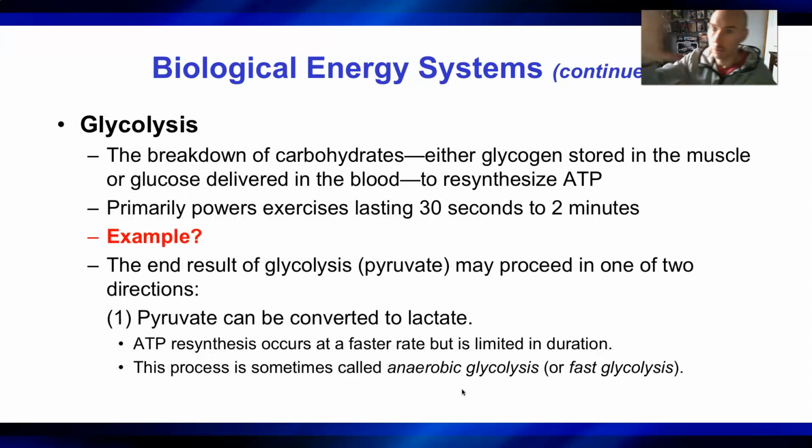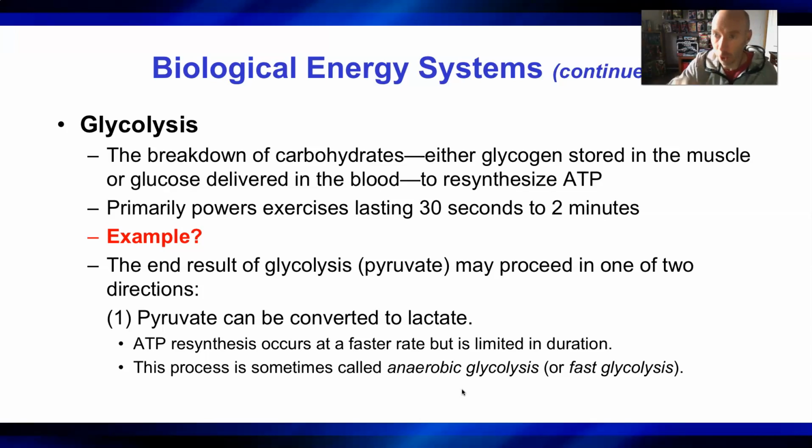So moving on to the second system. Now we get to glycolysis, right? Each of the energy systems becomes a little bit more complicated, okay? The phosphagen system is relatively simple, right? Glycolysis becomes a little bit more complicated, but the good news is we get more ATP out of it, okay?